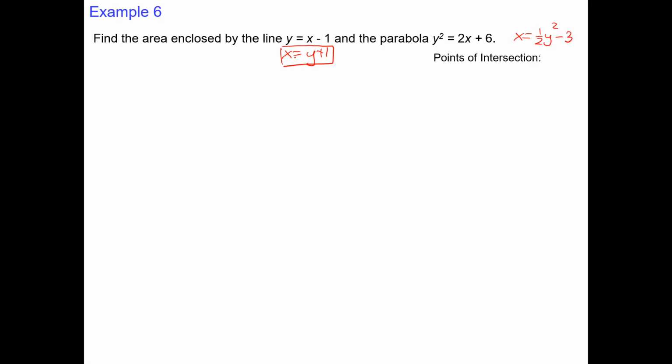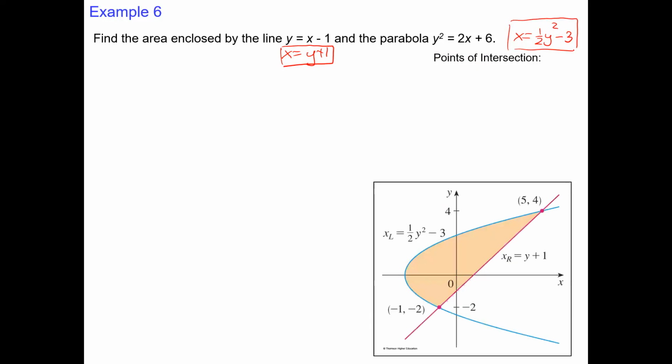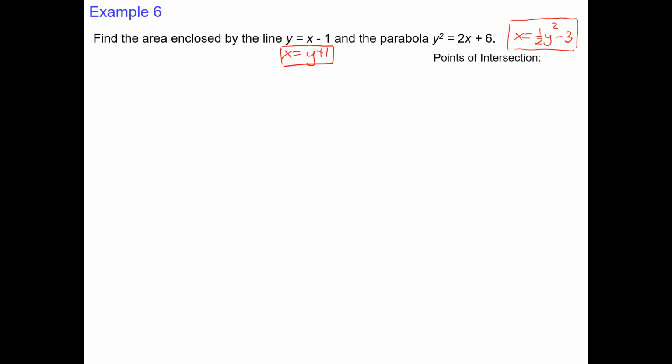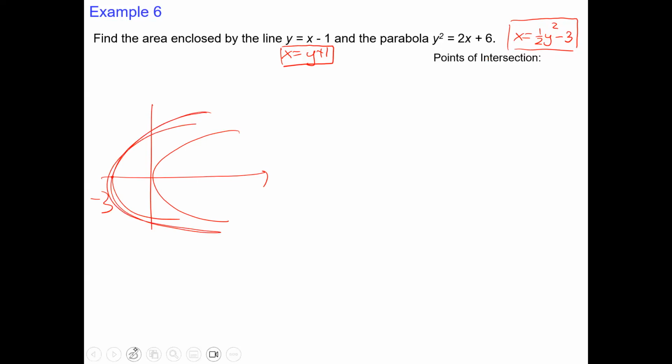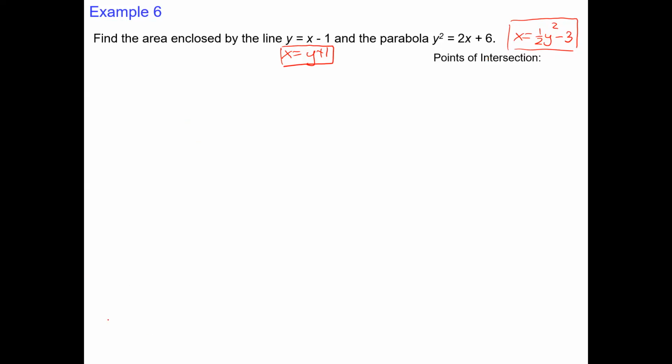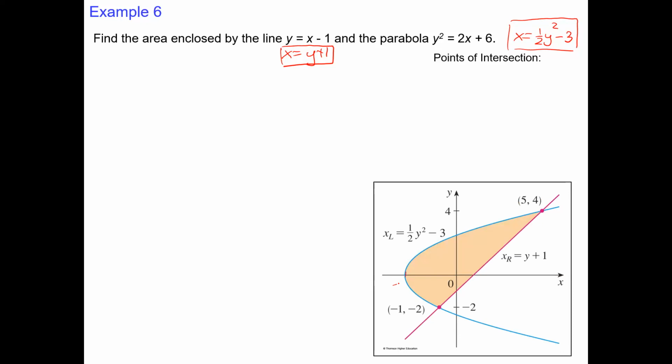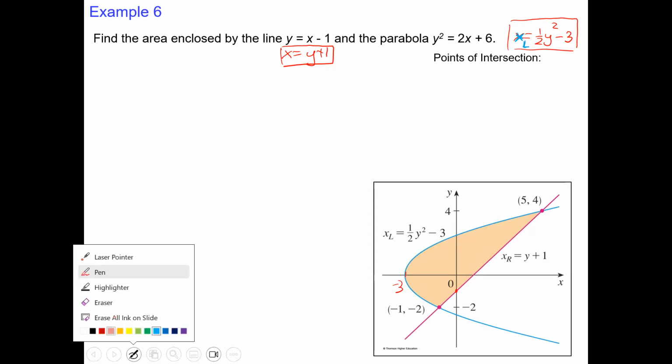We can see that we have x and another x, two curves. Let's try to graph this really quickly. We can see 1/2 y squared, that means this is something like this, and minus 3 we will move to 3. That means this is the parabola. Let's have it nice and proper. The blue one is the parabola. And for the line, you can use the y equals x minus 1 equation: negative 1 is the y-intercept, and slope 1. On this graph, we have everything. We may notice that the parabola is the left-hand side and the line is the right-hand side. We have the right-hand side curve and the left-hand side curve.